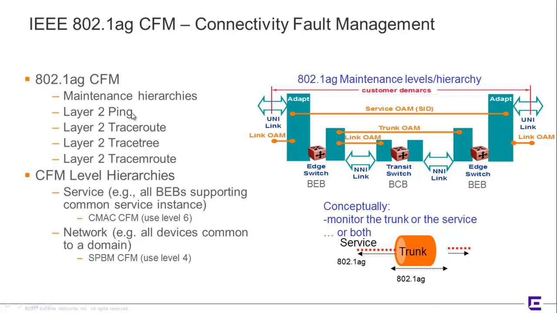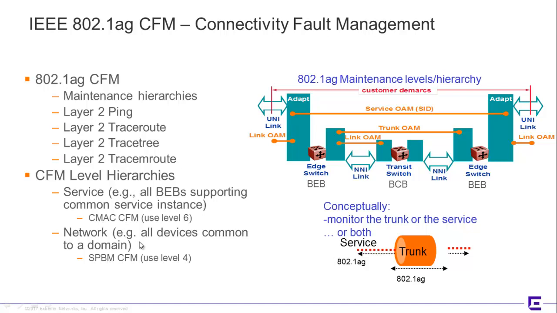Again, we're going to focus on layer 2 ping and layer 2 trace route, but also realize that there is a trace tree function, which allows us to do an equivalent to the show unicast tree command that we executed in the show video in video 2, and then the layer 2 trace mroute command, which is actually able to trace multicast routes.